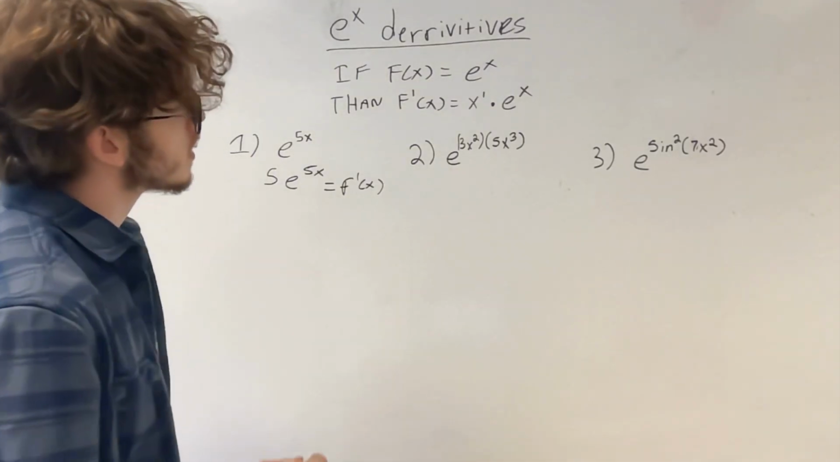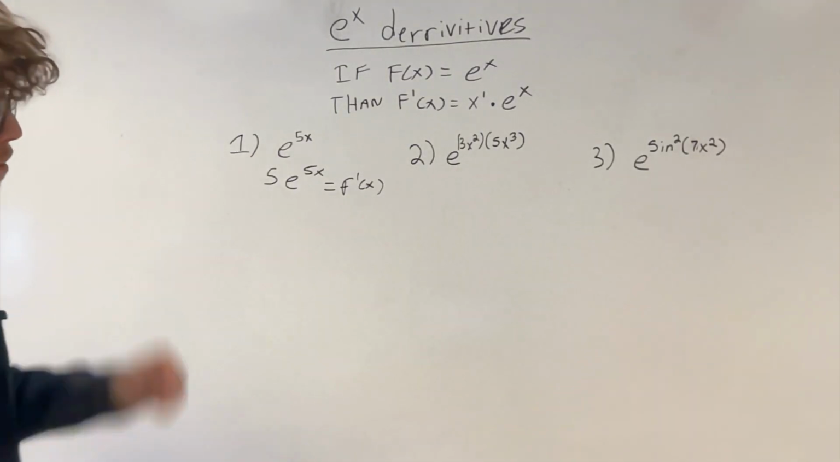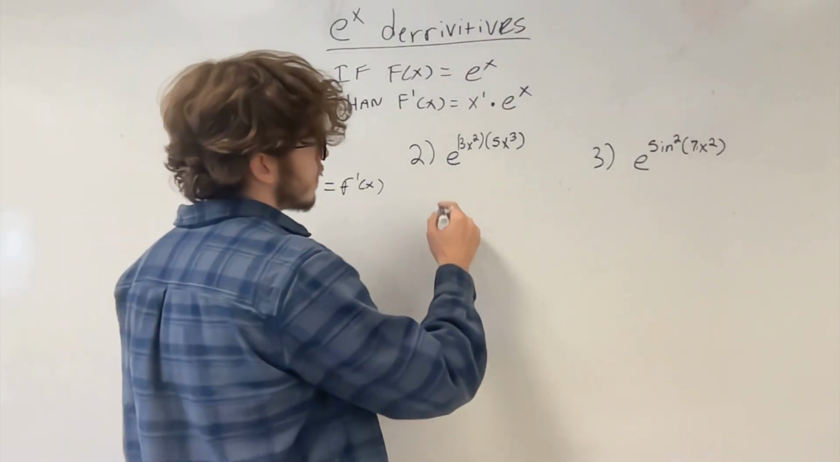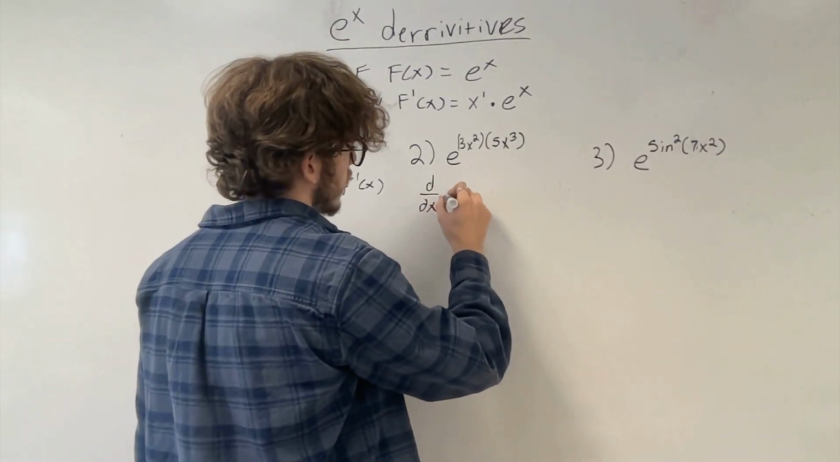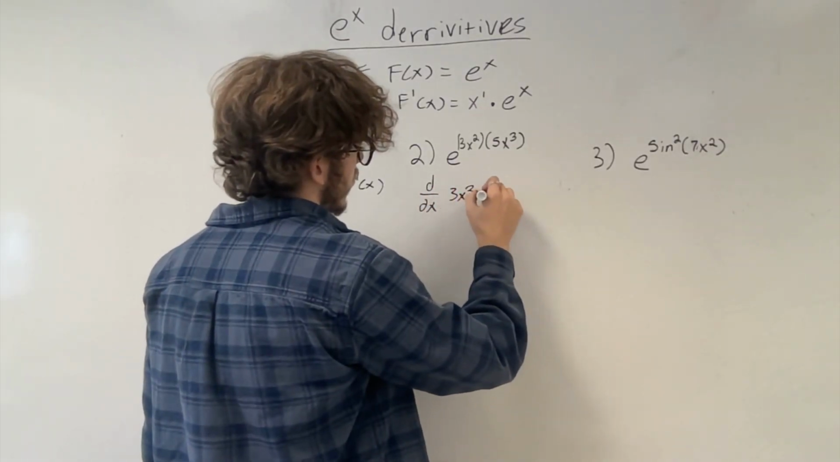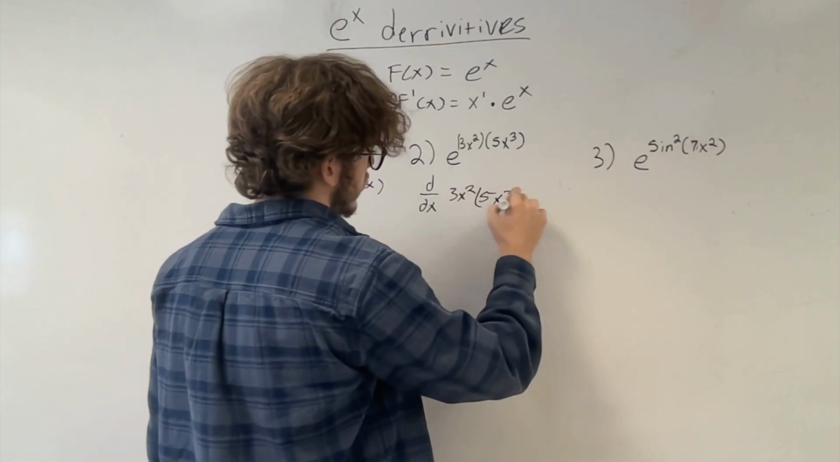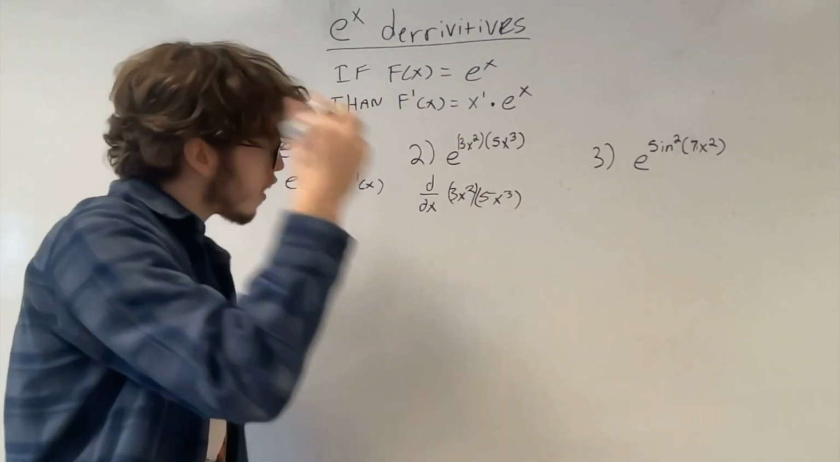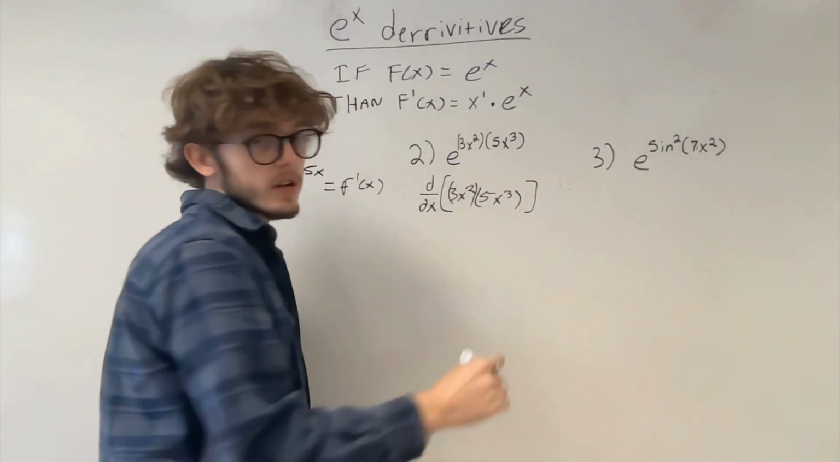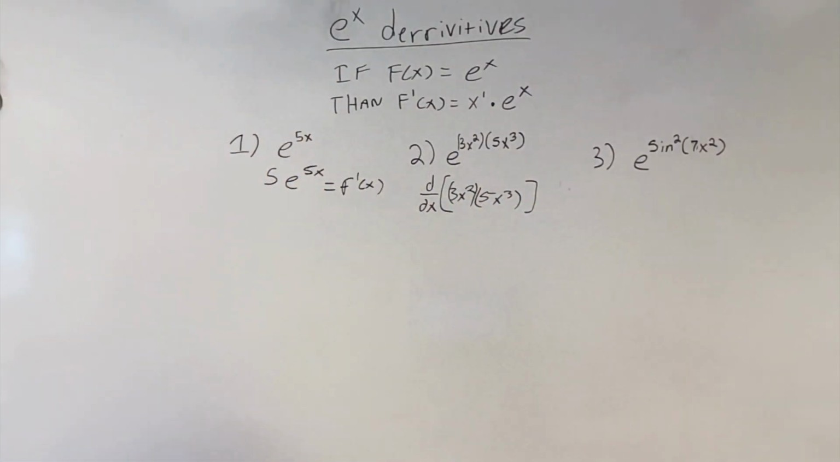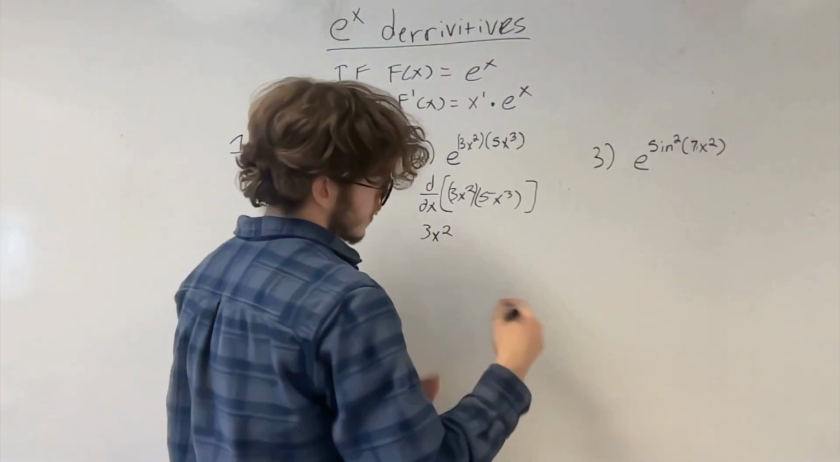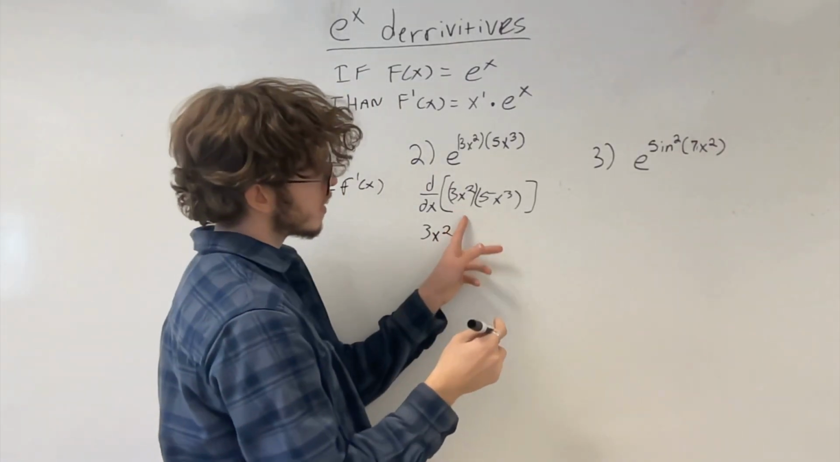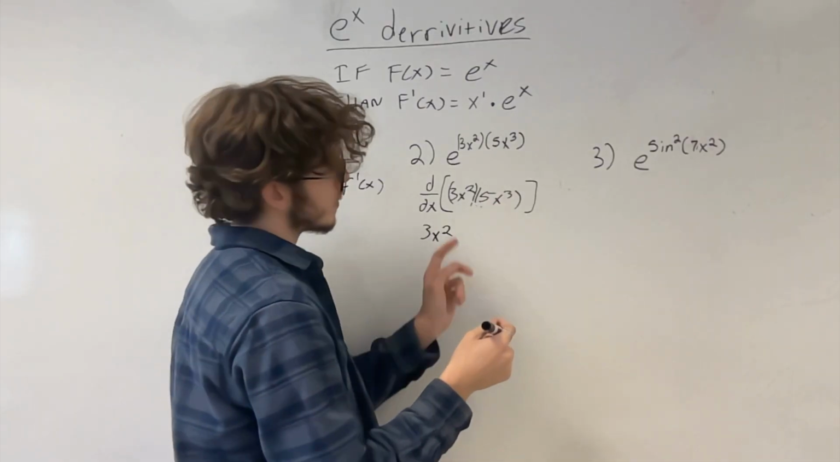Okay, but number two here, we have a more complex kind of problem. Let's bring down our exponent and find the derivative. So we need to find the derivative of 3x squared and 5x to the third. And if you recall, this here is product rule. Product rule states that we take the normal function, or two terms multiplied together, to find the derivative.